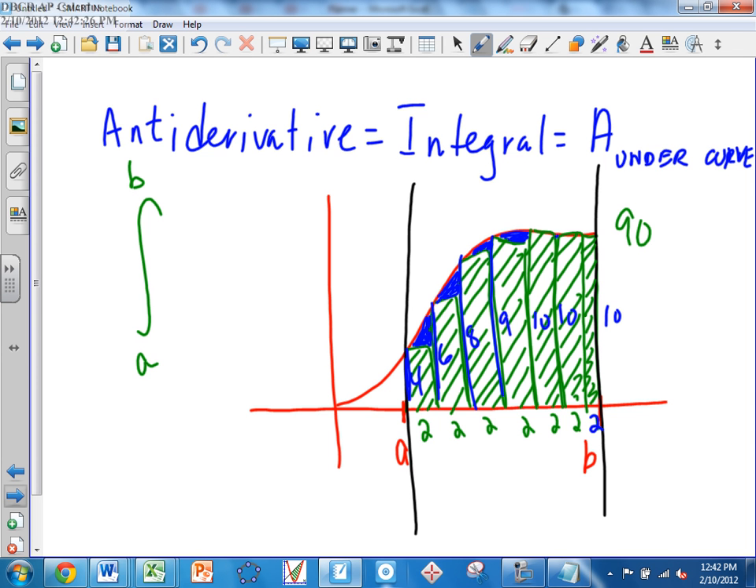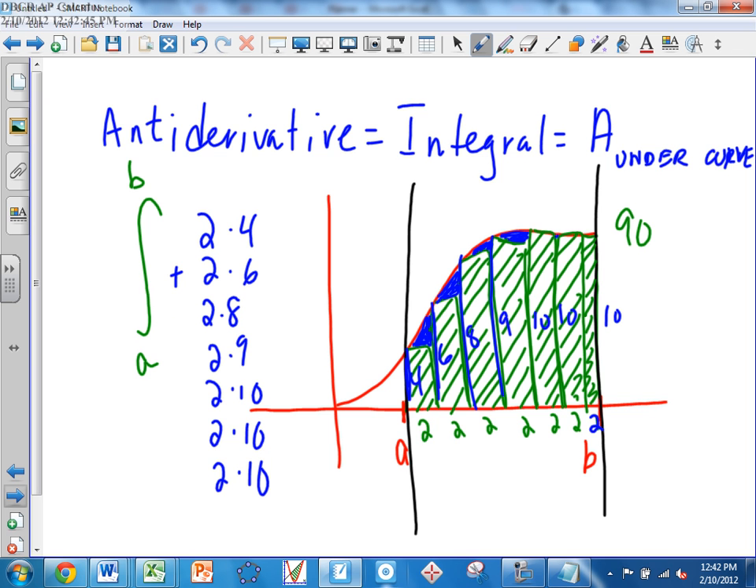It's a little different. So if I knew this, 2 by 4 is 8, 2 by 6 is 12, so I know these are all 2s right here. So if I could find the height of the sum of these, it's really, what am I doing? I'm doing 2 times 4 plus 2 times 6, 2 times 8, 2 times 9, 2 times 10, 2 times 10, 2 times 10. You all see that? I'm just finding the area of each rectangle.